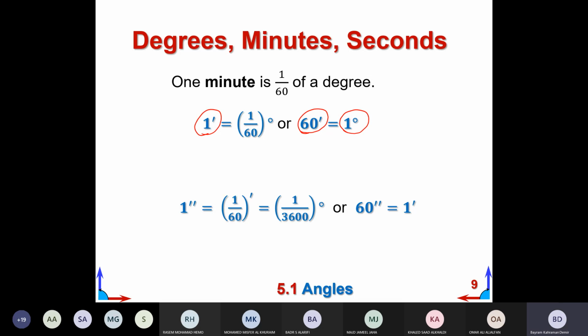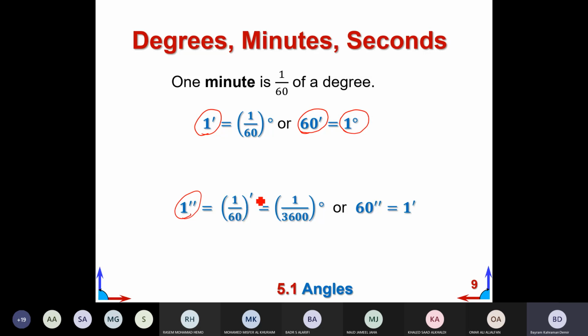Of course, 1 minute is equal to 1/60 hours, right? 1 minute is 1/60 hours. It's the same thing. A degree is like an hour in time. And also we have seconds. We have 1 second, right? We are using a double prime for seconds, and we are using just 1 prime for the minute.